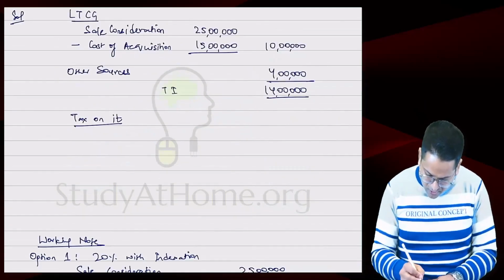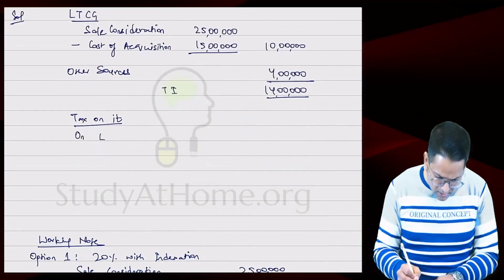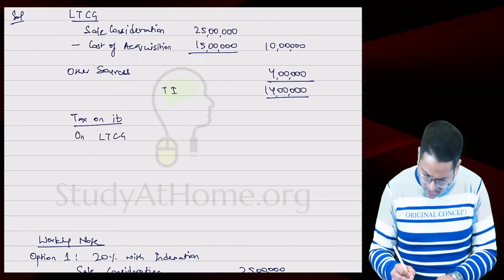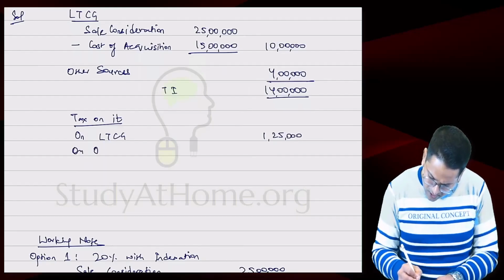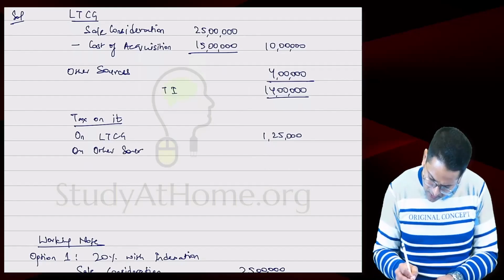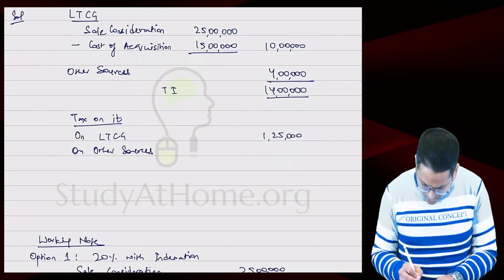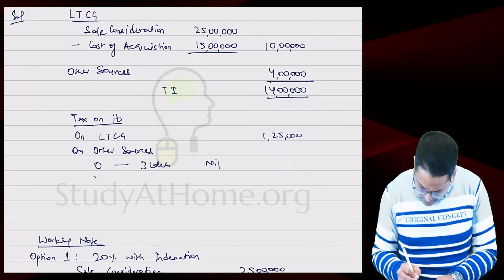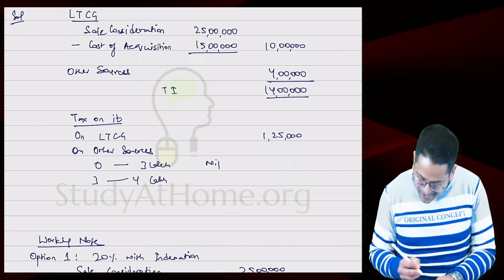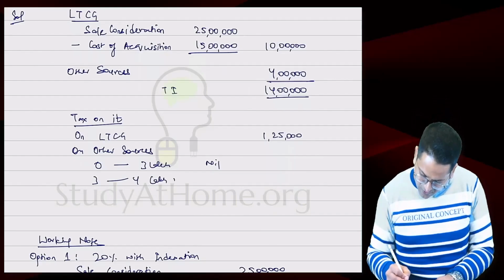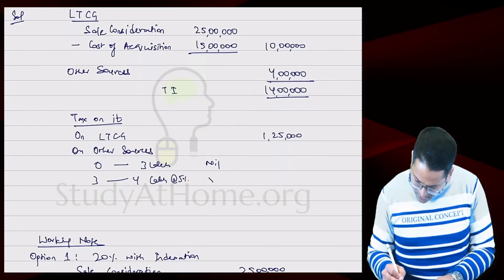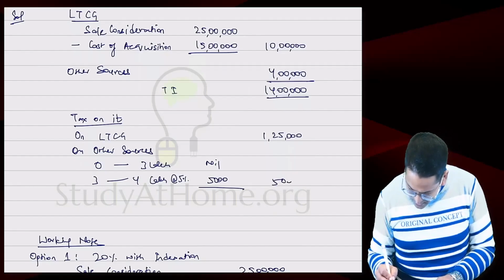So tell me the tax. On LTCG, 1,25,000 rupees. Okay, on other sources: 0 to 3 lakhs, nil. And from 3 lakh to 4 lakh, you should write it nicely, write 3 lakh 1 rupee. Don't make me work so hard. At the rate of 5%, it comes out to 5,000.